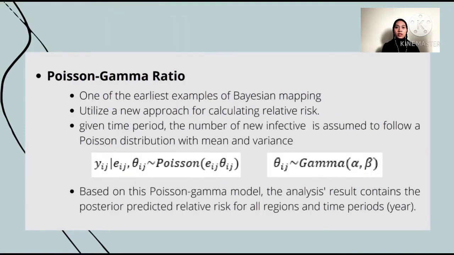The next method we use is the Poisson gamma model. It is one of the earliest examples of Bayesian mapping, and it utilizes a new approach of calculating relative risk. In a given time period, the number of new infections is assumed to follow a Poisson distribution with mean and variance. This is the formula used. Based on this Poisson gamma model, the analysis result contains the posterior predicted relative risk for all regions and time periods.